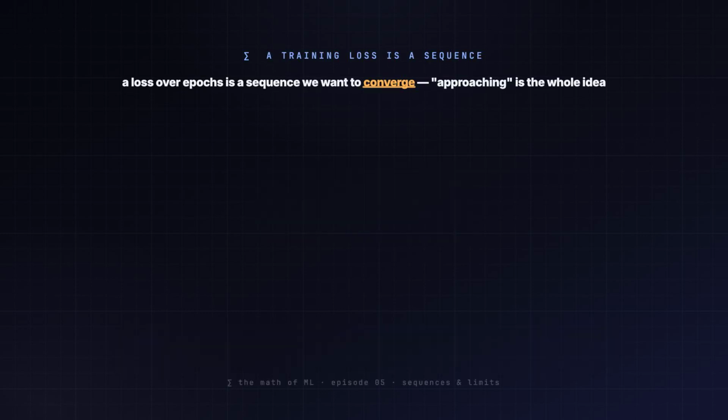This is the spine of ML. A training loss over epochs is a sequence. We want it to converge. The derivative behind gradient descent is the limit of a difference as the step shrinks to 0. And in reinforcement learning, the discounted return is a geometric series, rewards multiplied by gamma to the power of how far away they are.